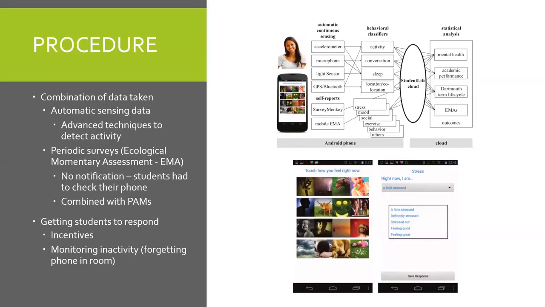So the procedure took 2 primary forms of data. There's this automatic sensing data and periodic surveys. So if you look at this cool little diagram over here, they used a number of instruments in the phone in order to collect data. They used the accelerometer to be able to tell what kind of activities the student were performing. They used the microphone to look more at conversation.